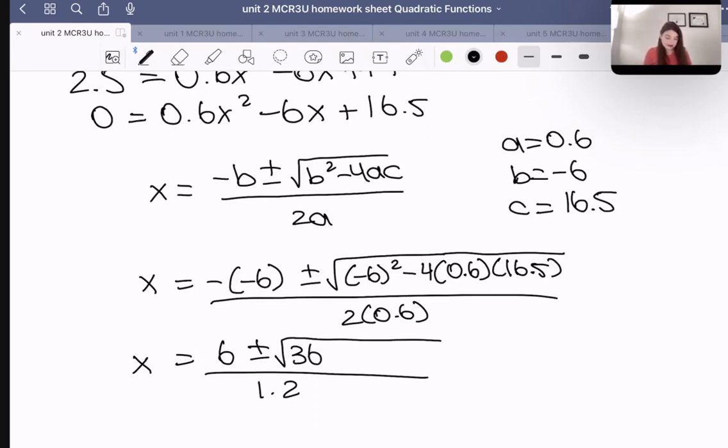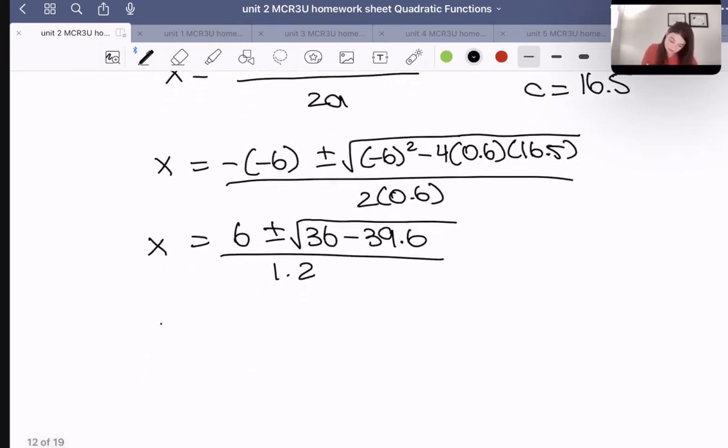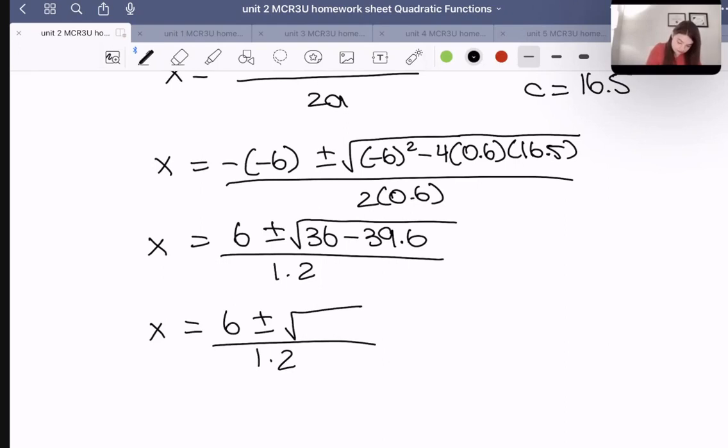And then minus 4 times 0.6 times 16.5, which is negative 39.6. So then the next step would be to find out what's in our square root sign. And it's going to be negative 3.6. Now, can we have a negative in our square root sign? No, not in the real number system.